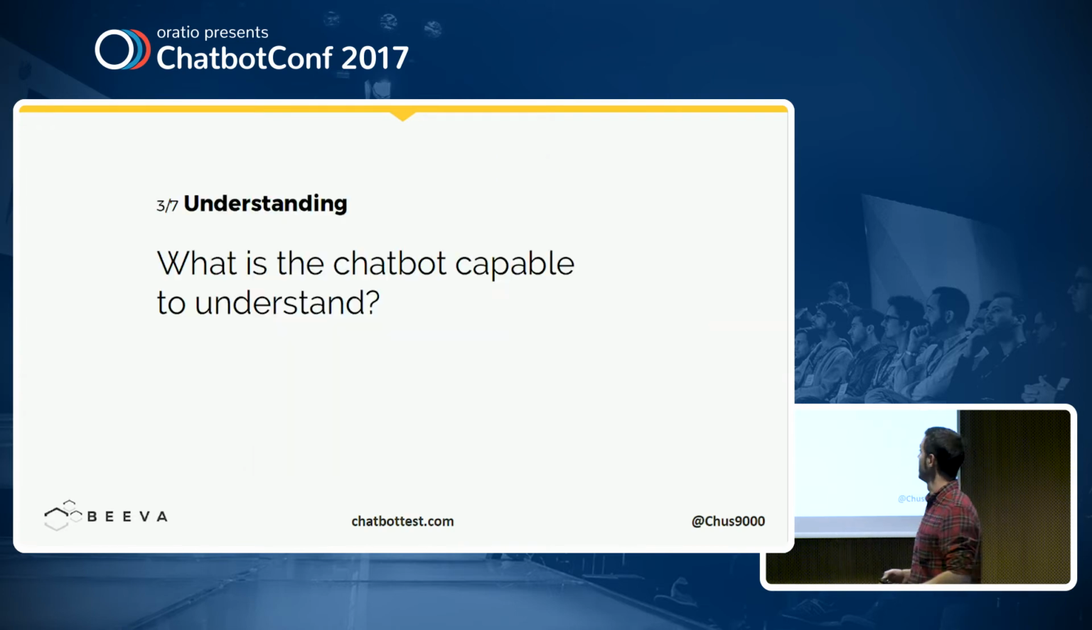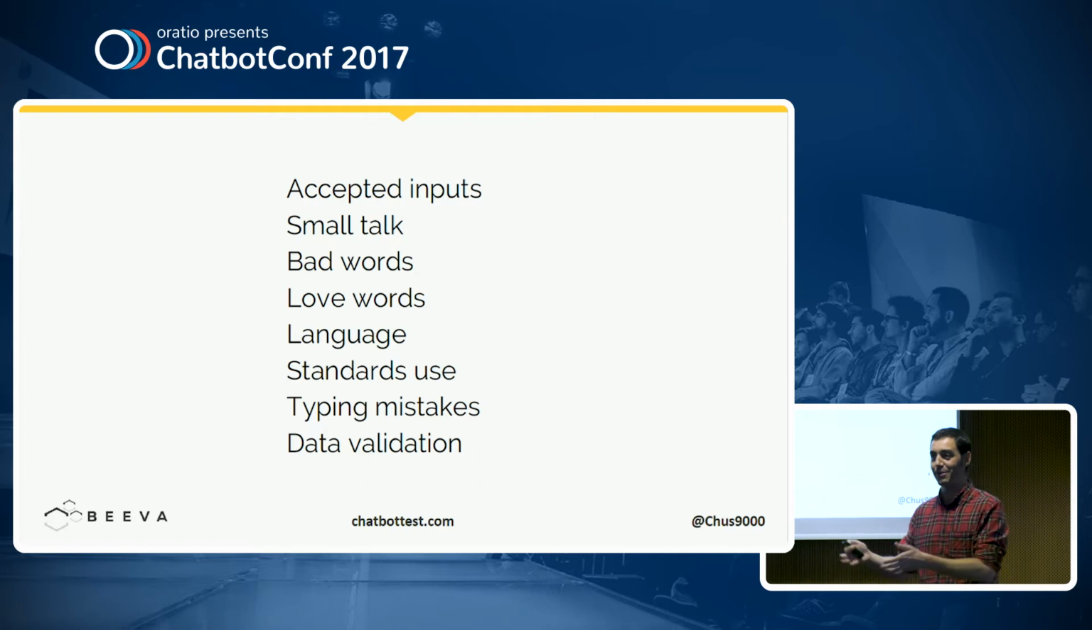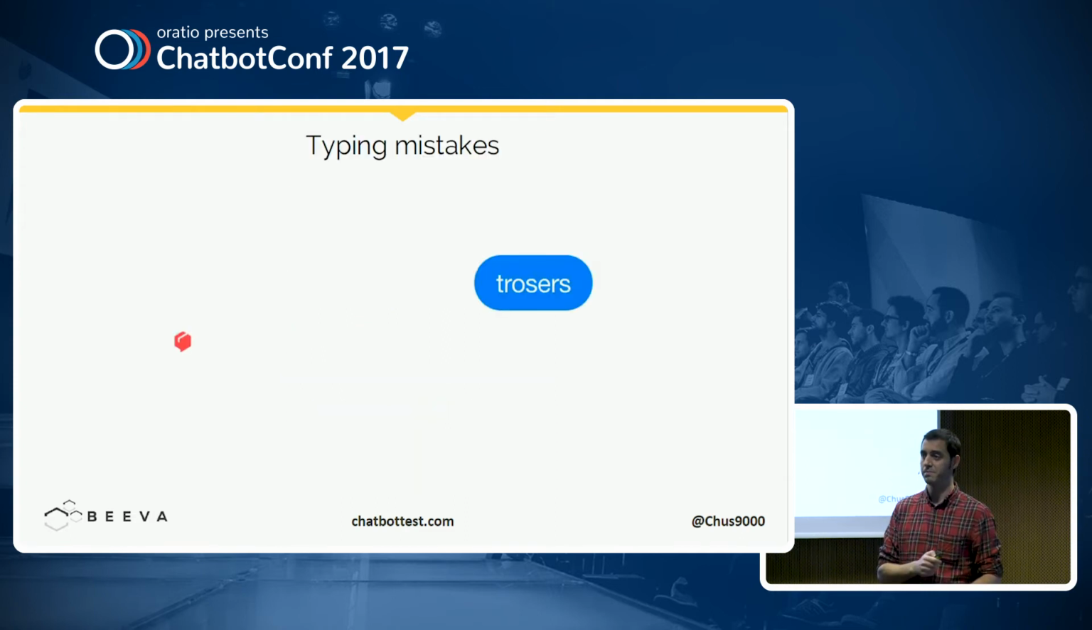About understanding, what is a chatbot capable of understanding? Everything, right? Chatbots are able to understand almost everything. I made some other categories for testing in the guide, which are accepted inputs, small talk, because everybody loves having small talk with chatbots, also bad words, love words, language, standard use, typing mistakes, and data validation. Let's see a few examples.